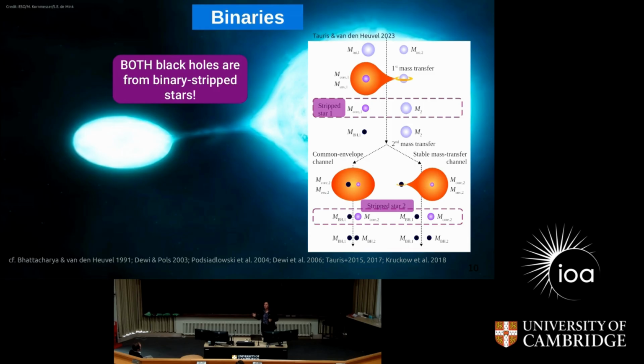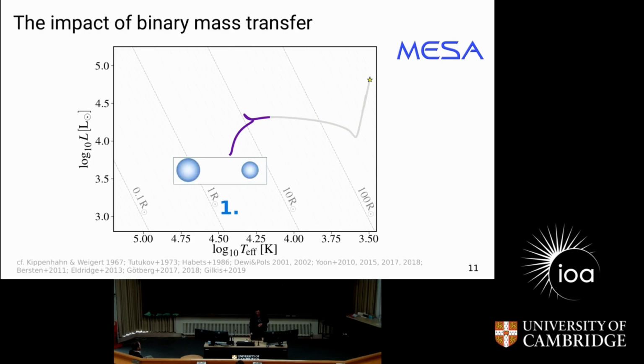And this is a standard outcome of anyone who has looked at this problem. It's very interesting, but the star that forms the black hole is always a stripped star. Always a stripped star, okay? So we really need to understand these stripped stars better. And this is why they're important in the context of gravitational wave sources.